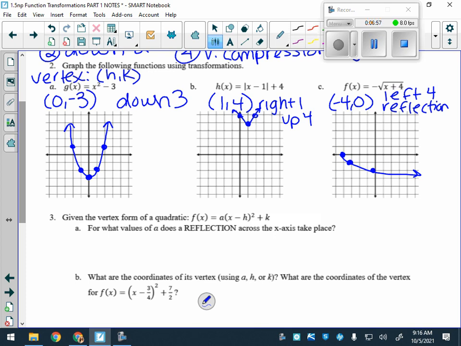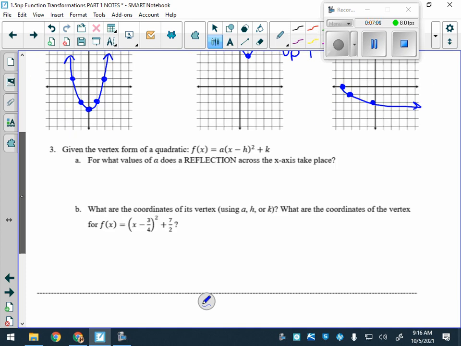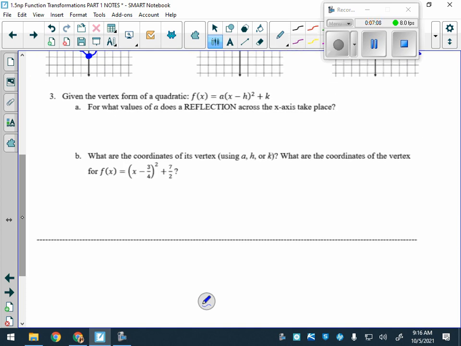Reflection of the x, yeah. If it asks, like on that chart, yes, you should. Okay, because there is a reflection over the y, but we're not going through that. All right. Okay, given the vertex form of a quadratic, a, x minus h squared plus k, for what values of a does a reflection across the x-axis take place? Liv. Yep, when a is less than 0. So a is negative.